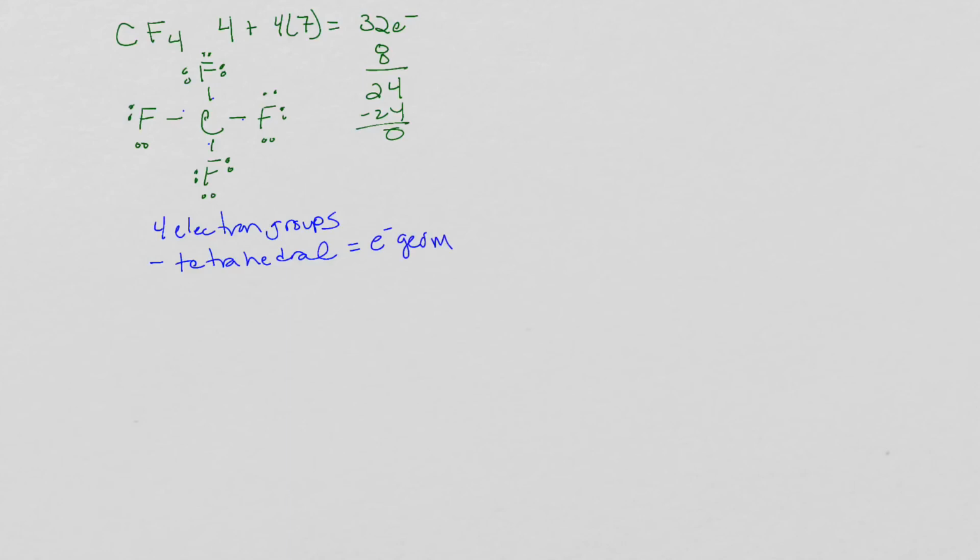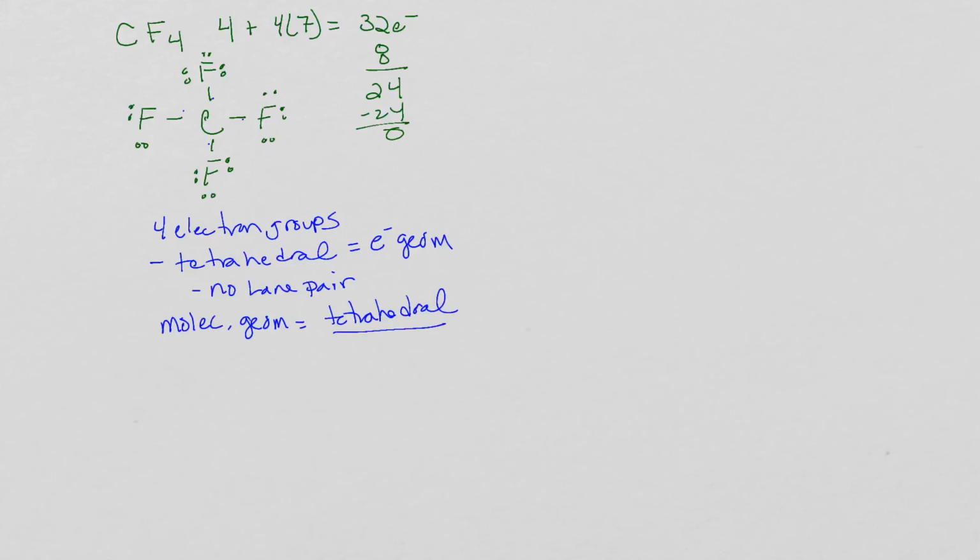Now, what about the molecular geometry? Well, to determine the molecular geometry, we have to look to see if there's lone pairs. So in this case, our four electron groups are all bonds. So we have no lone pairs. So that means our molecular geometry is equal to our electron geometry. So our molecular geometry equals tetrahedral. Okay.